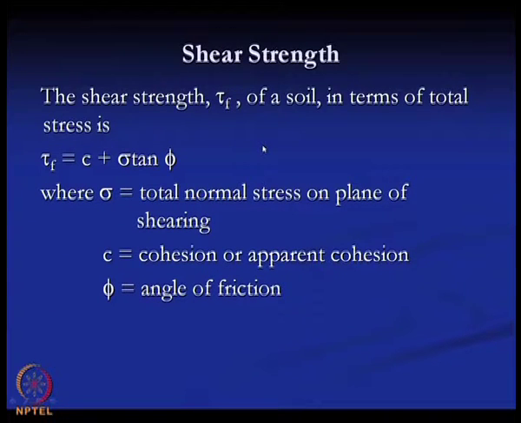The next one is very important, the shear strength of the soil. Shear strength is generally determined by this expression: the strength is cohesion plus sigma n into tan phi, in terms of total stress. So, C plus sigma, the total normal stress on the plane of shearing, into tan phi, where phi is the friction angle and C is the cohesion of the soil.